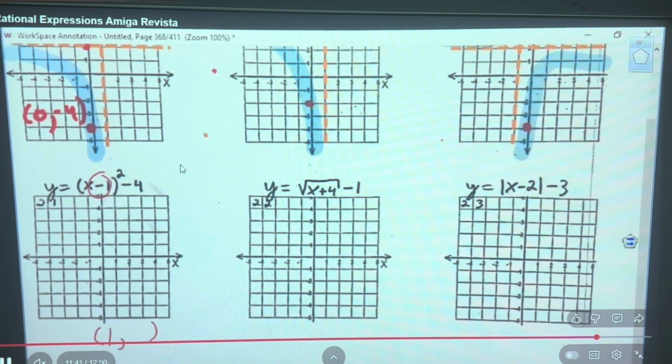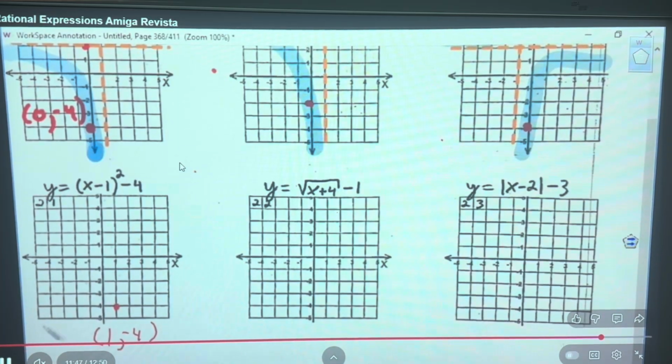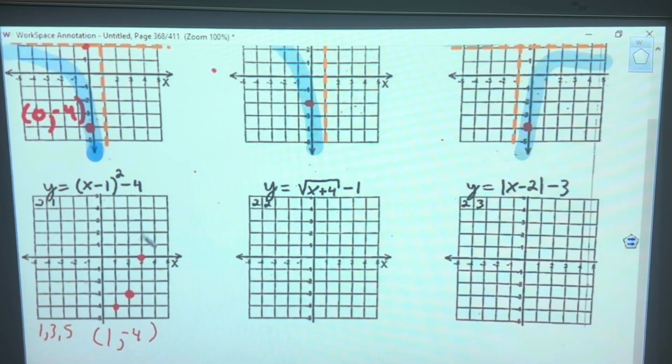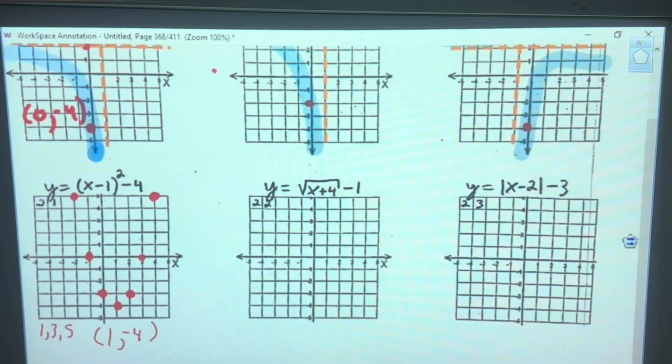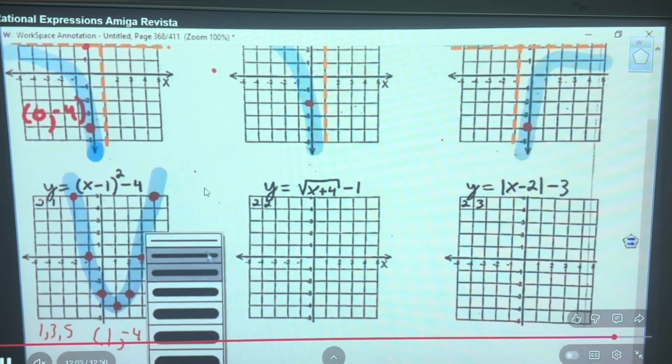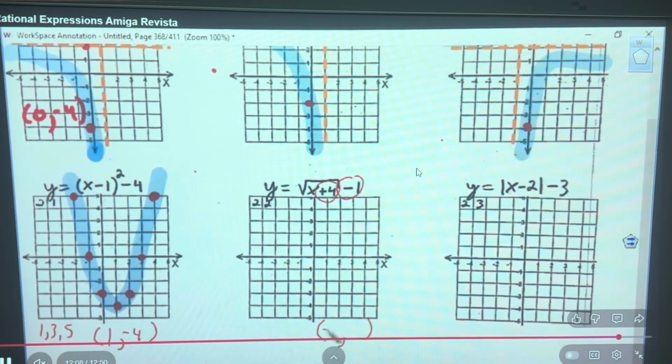Opposite same, this is a parabola, and we're going to use 1, 3, 5. So our vertex is at 1, -4. From there we go up 1 over 1, up 3 over 1, up 5 over 1. Connect the dots and make a parabola. Opposite same for the square root function. So -4, -1 is my endpoint. I'm going to use 1, 3, 5, but I'm going to go over 1, over 3, over 5.